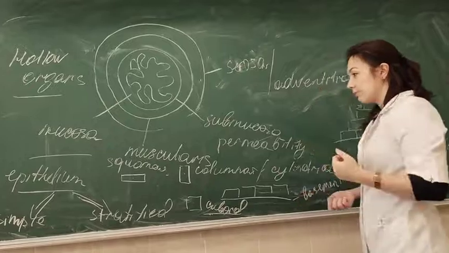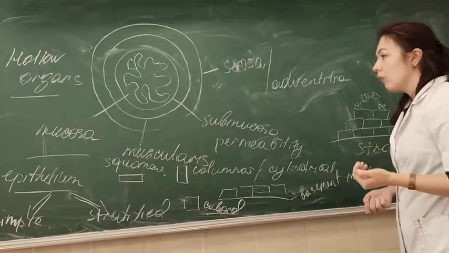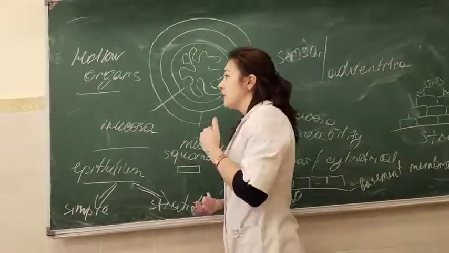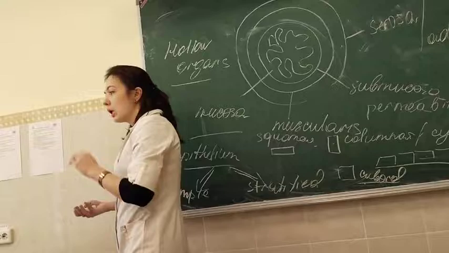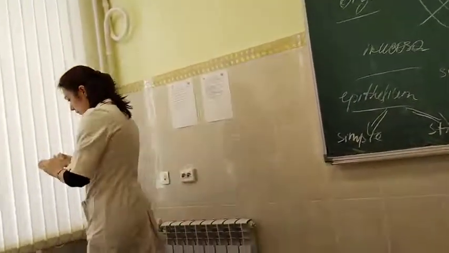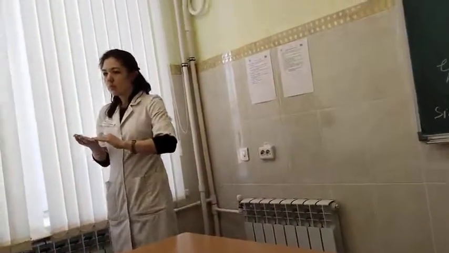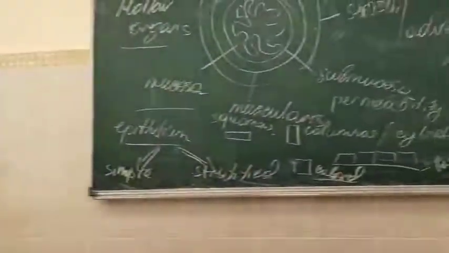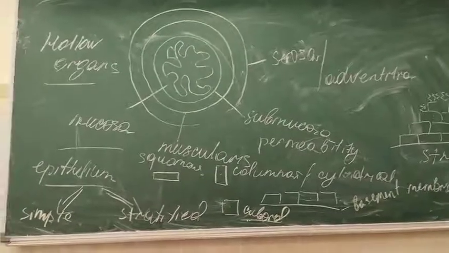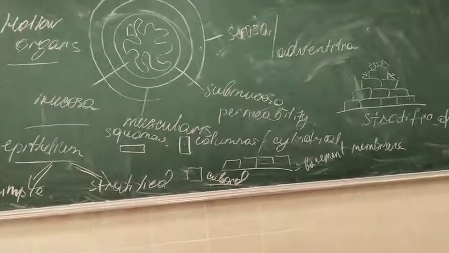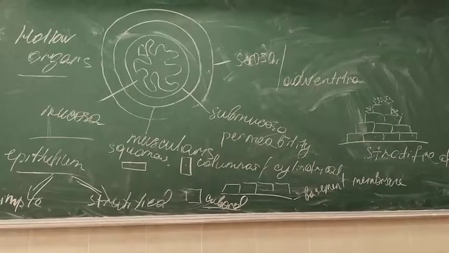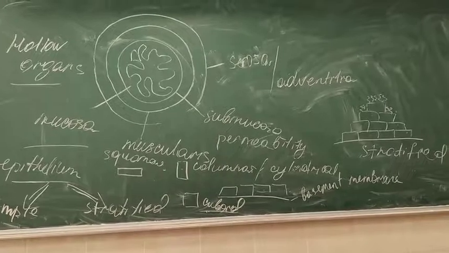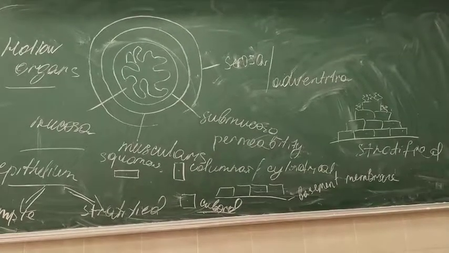And the muscular layer, the muscular tunic of a hollow organ, first of all, can be formed by different types of muscular tissue. Which types of muscular tissue do you know, Sukhail? Skeletal muscular tissue. What is the other name of the skeletal muscular tissue? It is striated. Striated. What is the other kind?